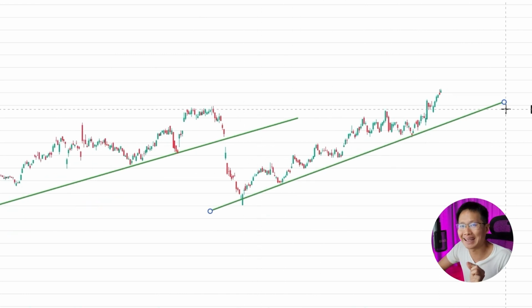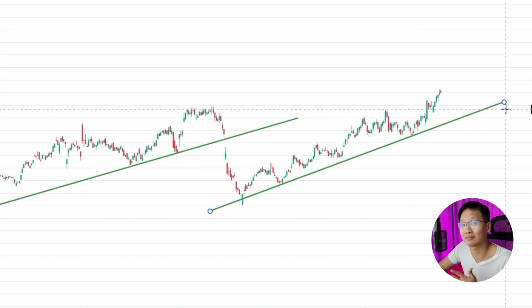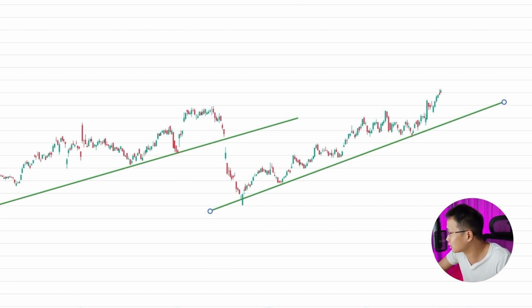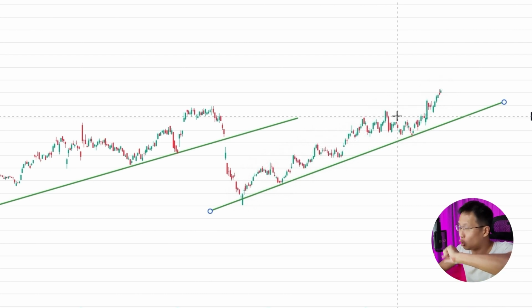So the first thing about technical analysis is to understand the market structure of a particular stock. You want to buy a stock when the market structure is bullish, is positive. It means the stock is forming higher lows. First of all, higher lows. That means it has been supported pretty well. Each time it retraces back down, it goes even higher. It goes back down, it goes higher. So each time it comes back down, it does not just go all the way down.